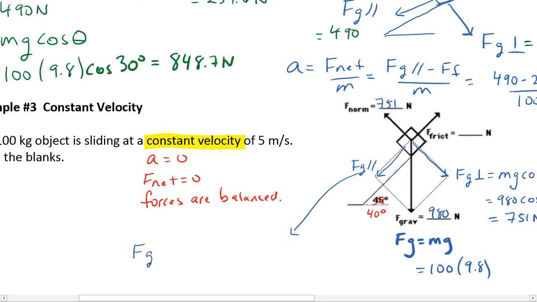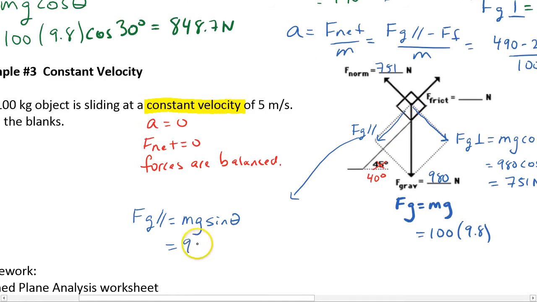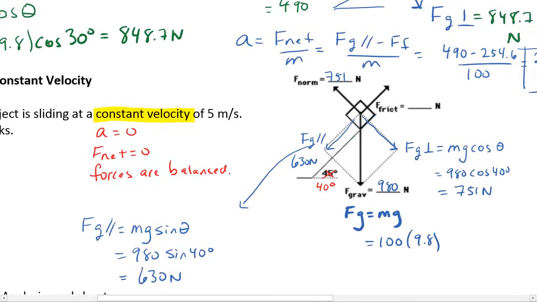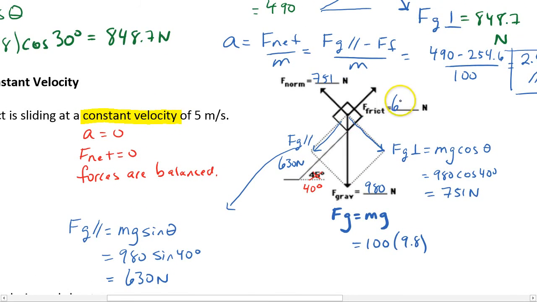Fg parallel is going to be equal to mg sine theta, which is equal to 980 multiplied by the sine of 40 degrees. And that is about 630 newtons. So I'll put in a 630 over here. And so that's what the force of friction is going to be, 630 newtons. Okay, so really there were only 3 blanks to fill. That one was pretty easy. This one was equal to Fg parallel, and this one was equal to Fg perpendicular. That's how you figured it out.